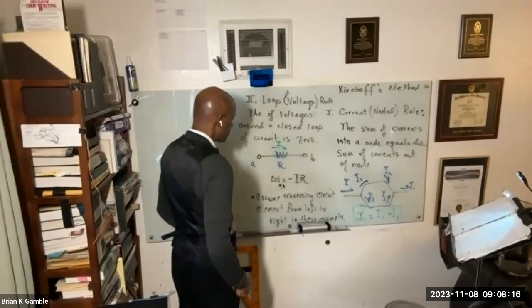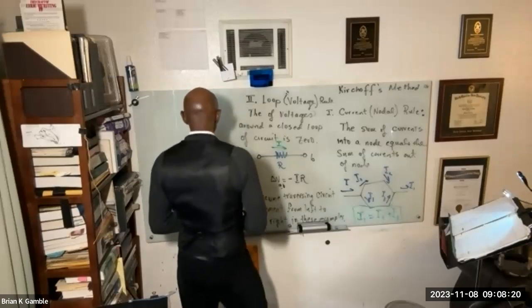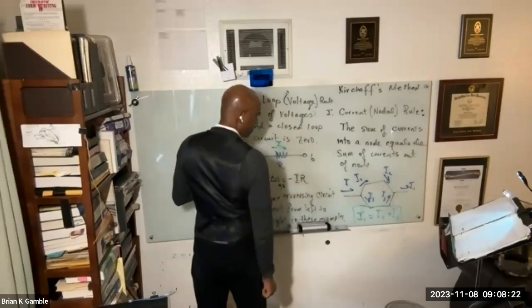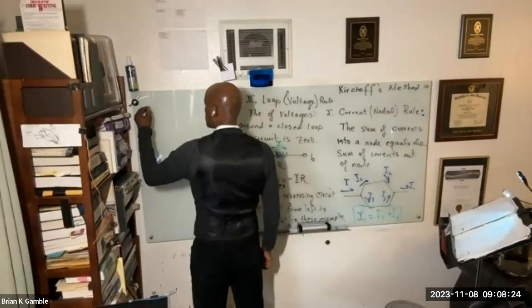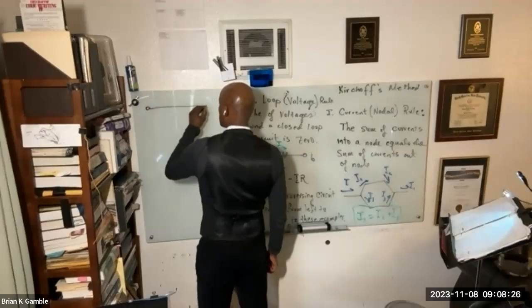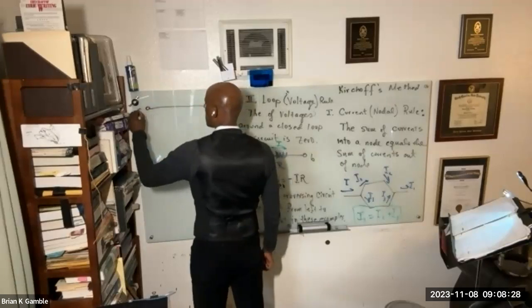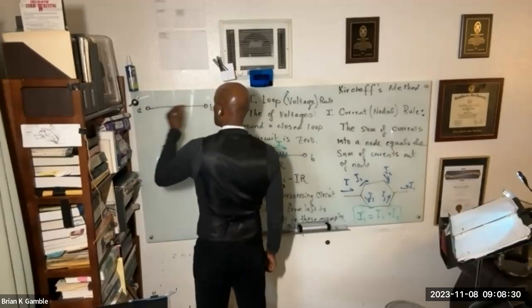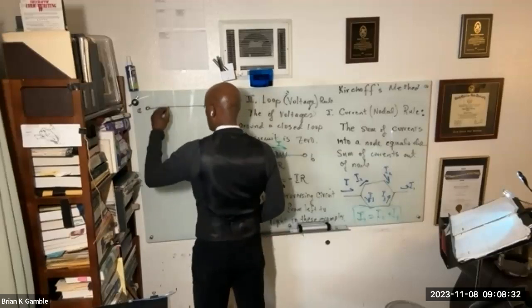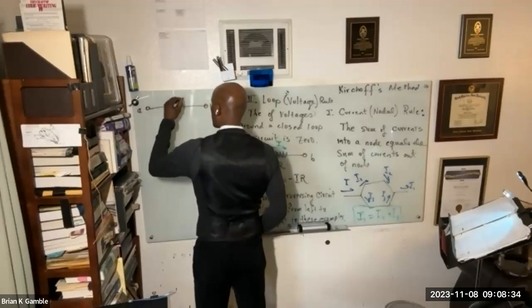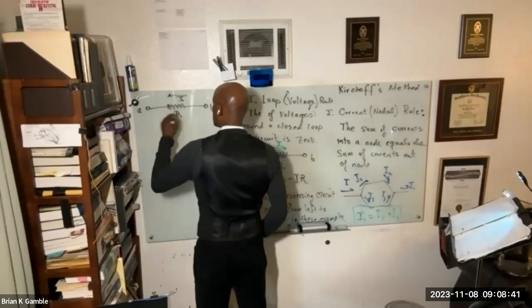I'm going to change the example around just to show traversing left or right. If I have another circuit, I would just call it AB again, where the current is in the opposite direction. The current is going in that direction, but now we're still going to traverse from left to right.